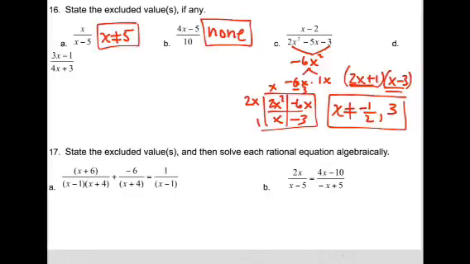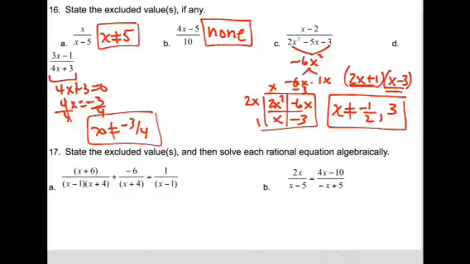D got moved to the bottom of A here, and so you look at this denominator, and the only thing that makes it 0, so you solve it for 0, subtract 3, divide by 4. So we say x cannot be negative 3/4 because that would make the denominator 0.